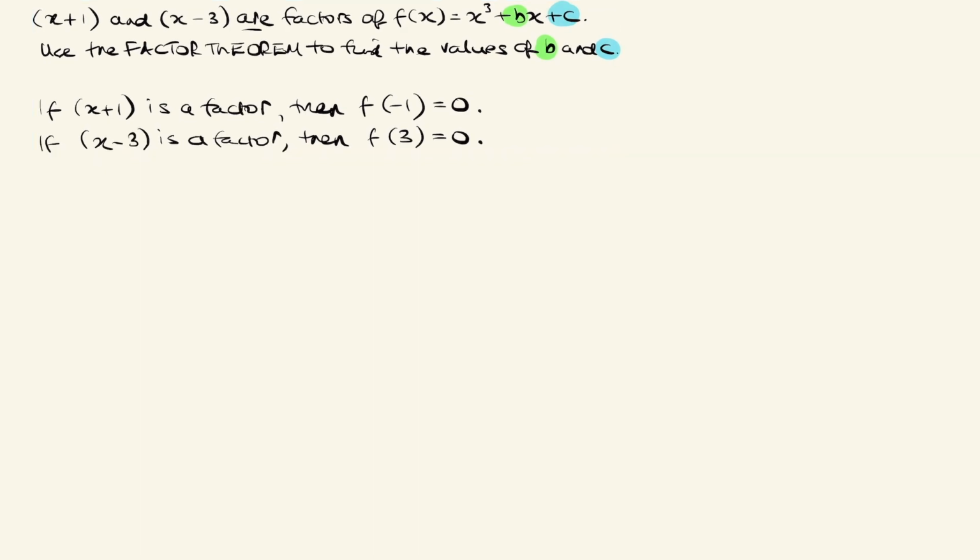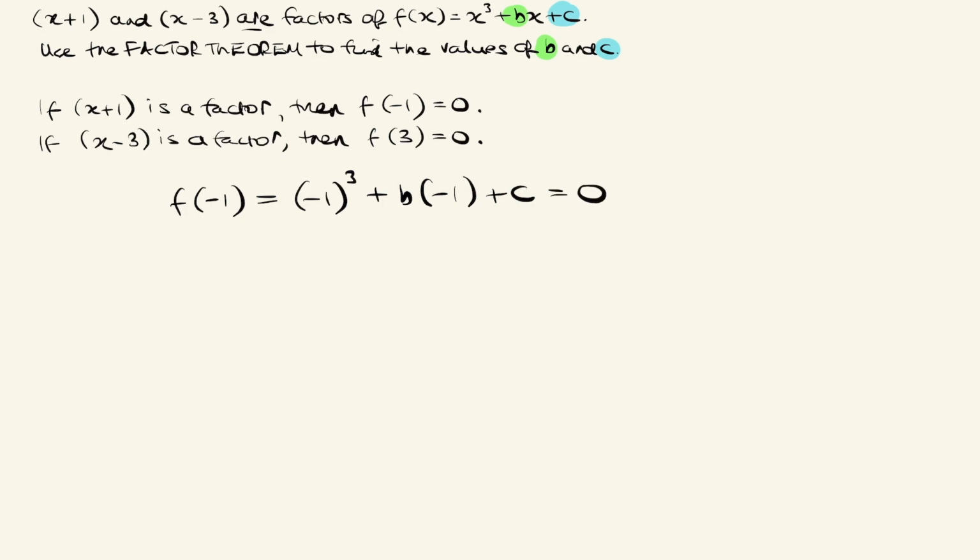If I know that f of minus 1 equals 0, then I can write this, f of minus 1. And f of minus 1 just means that I go through the function and I replace the x. Every time I see an x, I replace it with minus 1. So I do f of minus 1, so that's minus 1 cubed plus b times minus 1 plus c, and I know it equals 0 by the factor theorem.